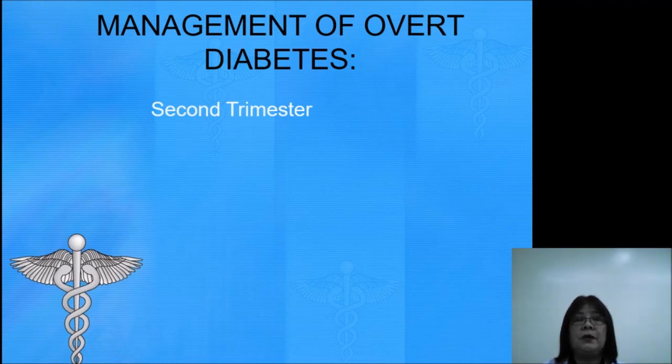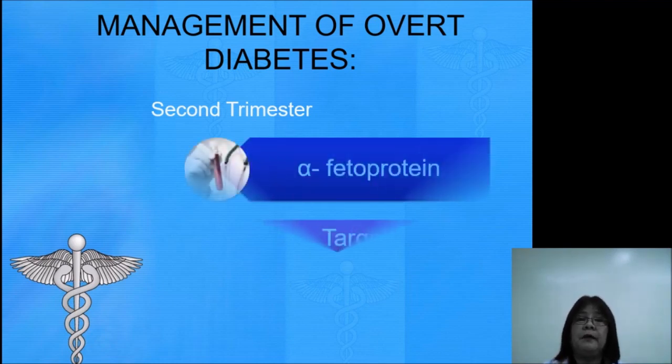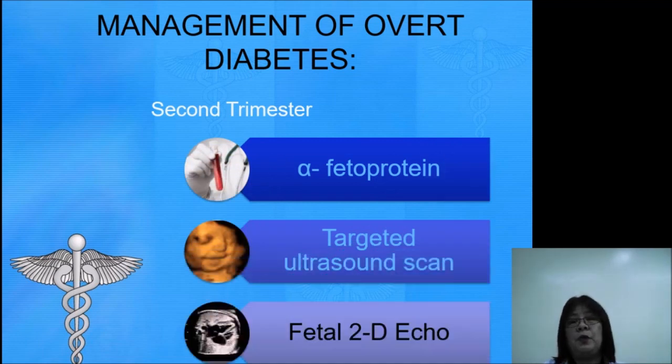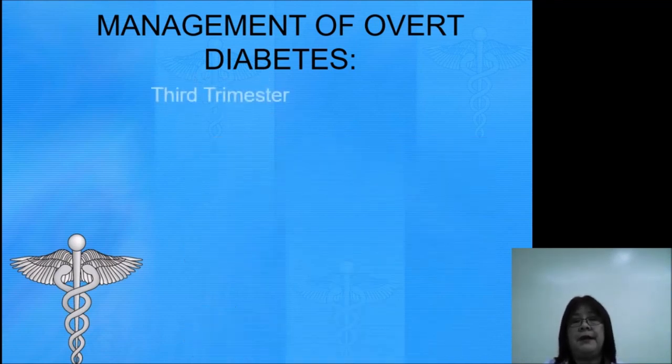Second trimester, what are you going to do with your patient? You have to request for alpha-fetoprotein. And if your alpha-fetoprotein is elevated, you have to request for ultrasound. Because as I have mentioned before, overt DM is related to congenital anomalies. Thus, a targeted ultrasound scan should be requested during the second trimester. You also have to request for a fetal 2D echo in order to determine any cardiac anomaly in this particular baby.